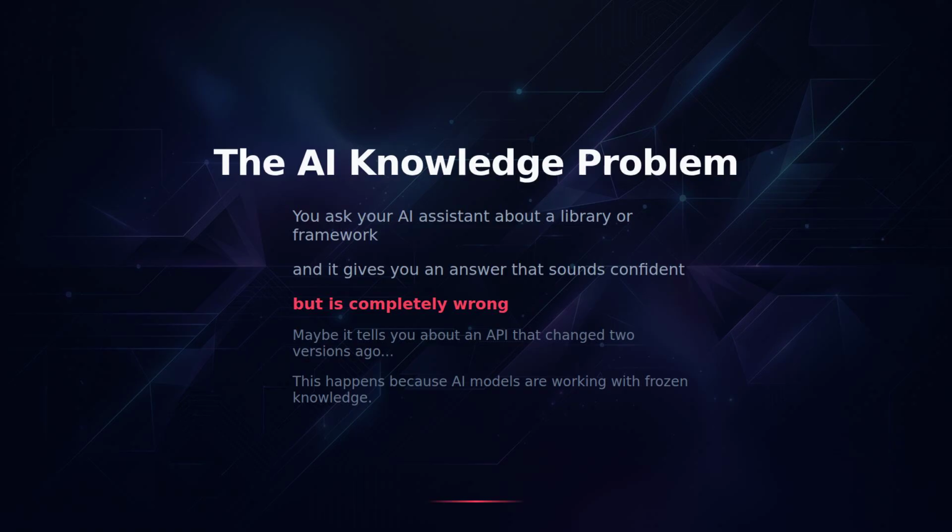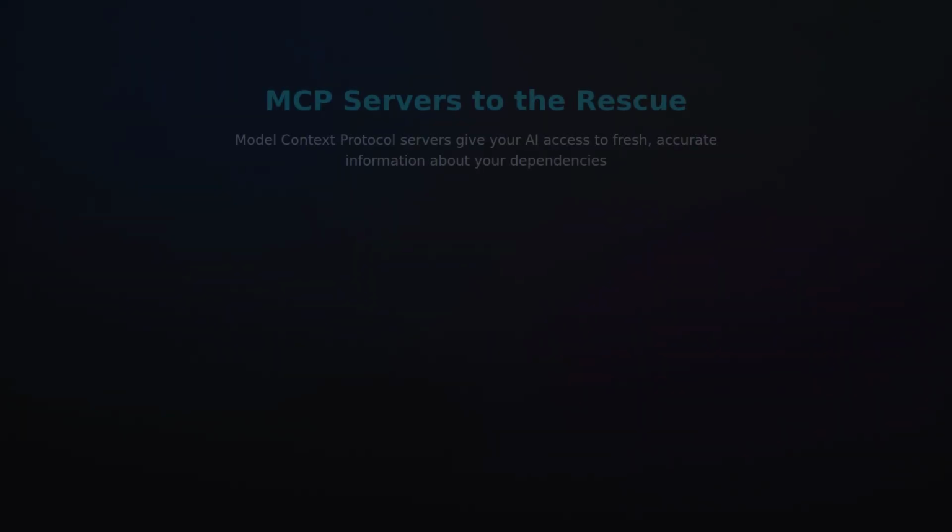This happens because AI models are working with frozen knowledge. Their training data has a cutoff date, and the software ecosystem moves incredibly fast. New versions come out, APIs change, best practices evolve. Your AI helper does not automatically know about any of this. This is the problem that a new category of tools is trying to solve.